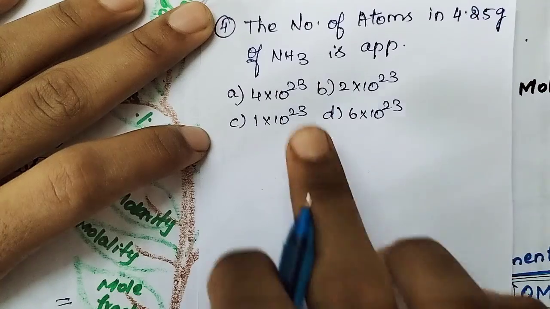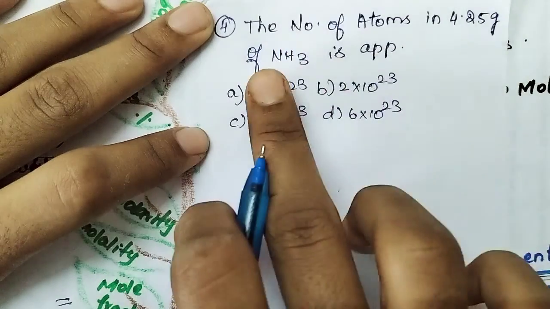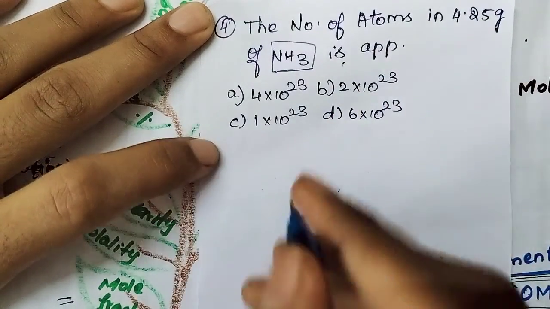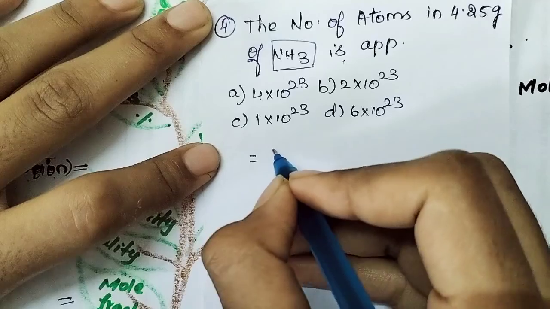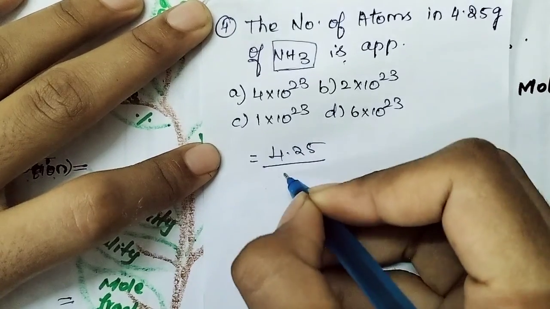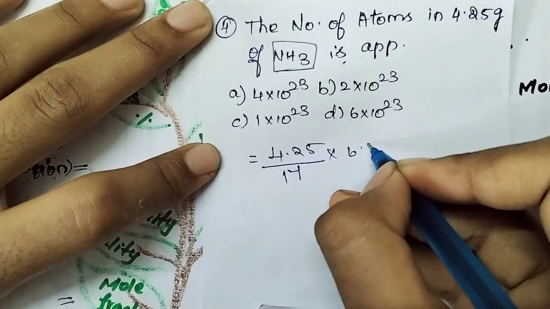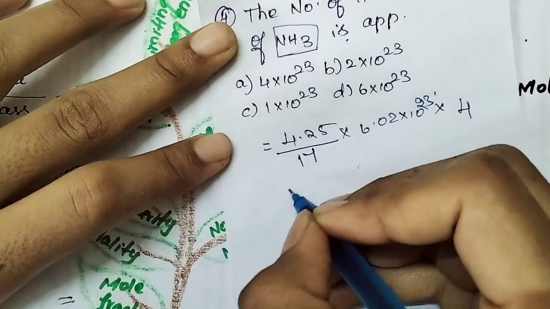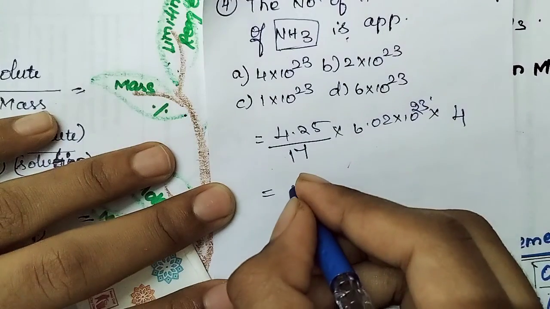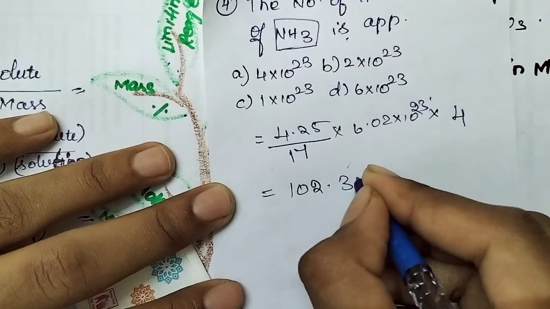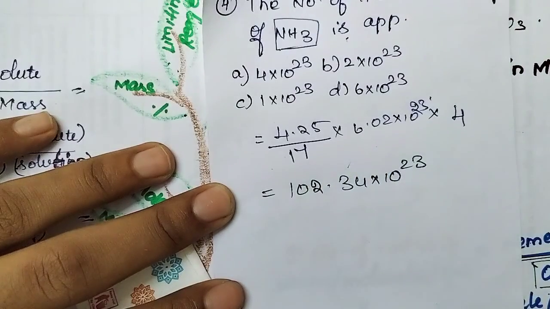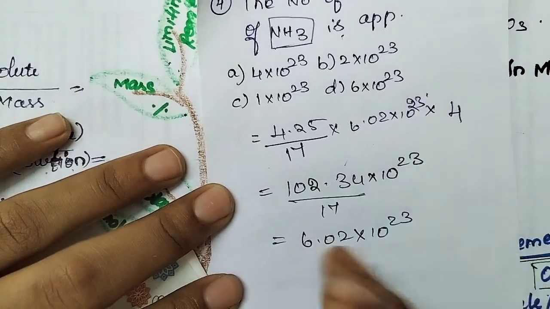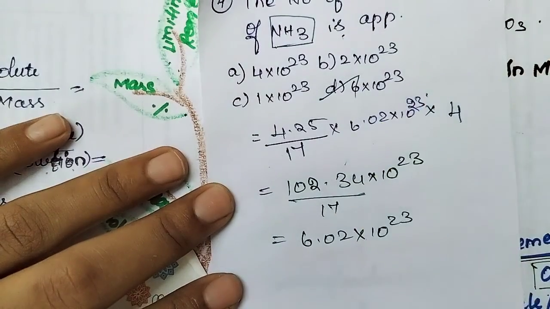Simple. Next, the number of atoms in 4.25 gram of ammonia molecule. They have asked for an approximate value only. So how will we calculate the number of moles here? Given mass 4.25 by original mass 17, into Avogadro number 6.02 into 10 to the power of 23, into atomicity 4. By solving this, we get approximately 6.02 into 10 to the power of 23 atoms.